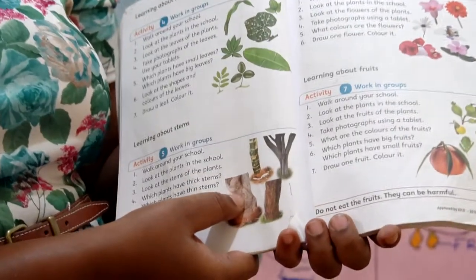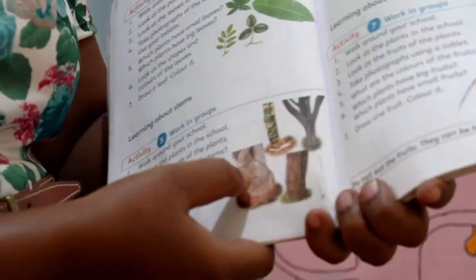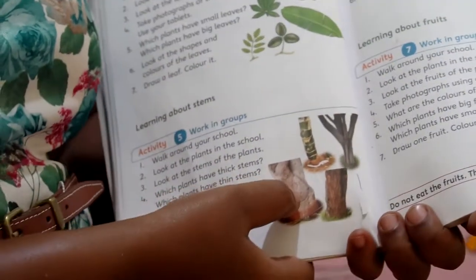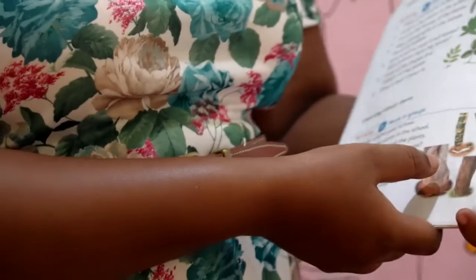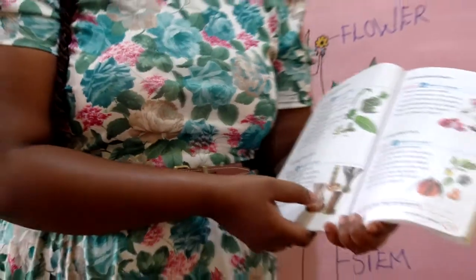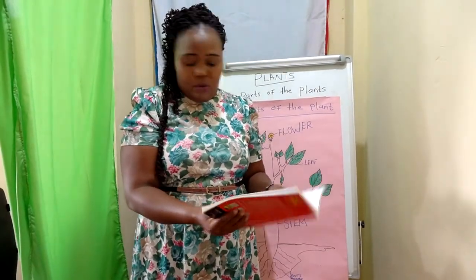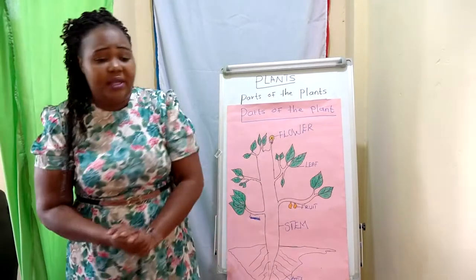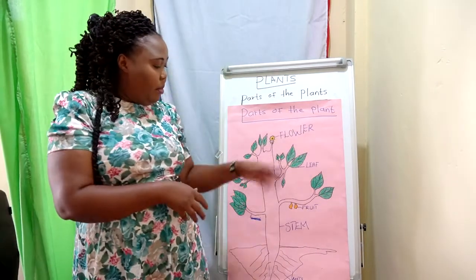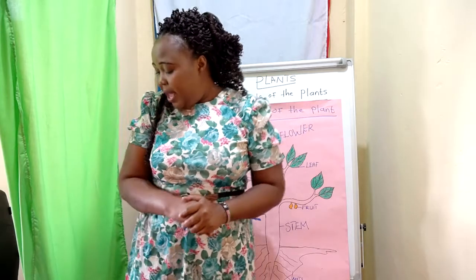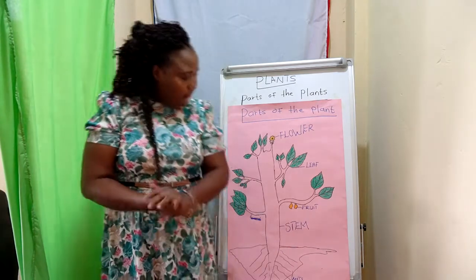As you move around your home, try to discover the different sizes of stems. Look at the plants, look at the stems, compare different plants. Try to see the plants that have thick stems and the plants that have thin stems. And try to learn more about the different parts of the plant. I'm moving to the last part of the plant.